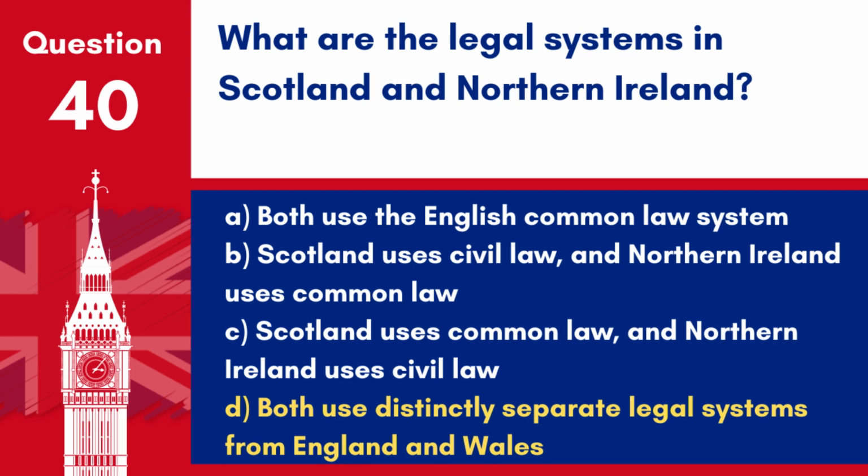Answer: D. Both use distinctly separate legal systems from England and Wales. Scotland and Northern Ireland each have their own legal systems, which are separate and distinct from the English common law system used in England and Wales.